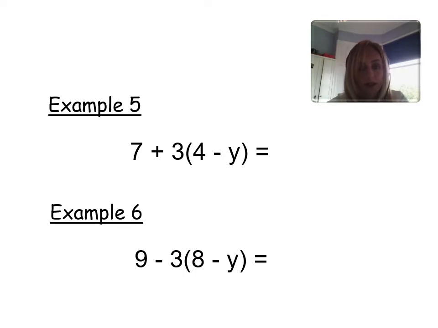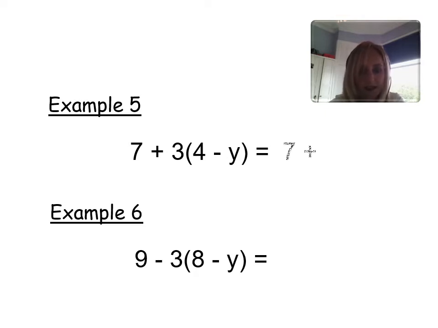For example 5, we've got an expression that's 7 plus 3 bracket 4 minus y. Now when we multiply this out, when we remove this bracket, we've got to be careful here because that 7 at the start has got nothing to do with this bracket. It's a separate term altogether. So it doesn't suddenly become 10 outside the bracket. You can't just add those two together. That's a really, really common error, and you should try and avoid that scenario.